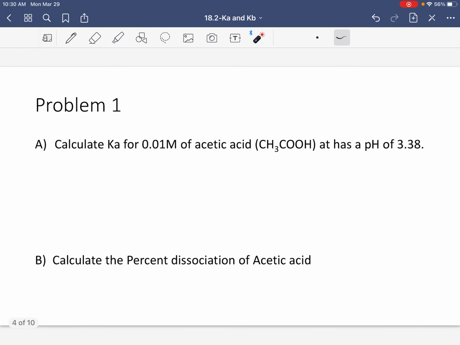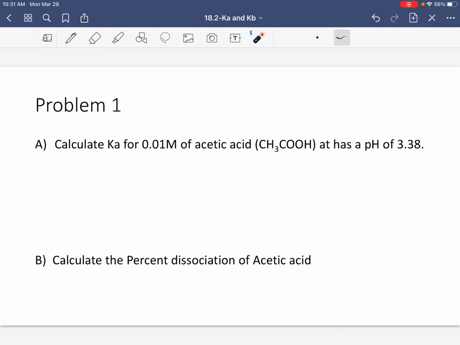problem time. Okay. In this question, I'm going to be calculating Ka, given what I have here. Okay, and what I have here is the pH value of vinegar. And the concentration of this is 0.01, and I want to know what the Ka is. How do we do that? How do I find out what the Ka is given the concentration of your acid and its respective pH?